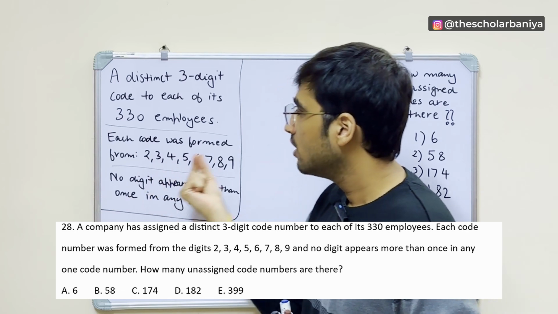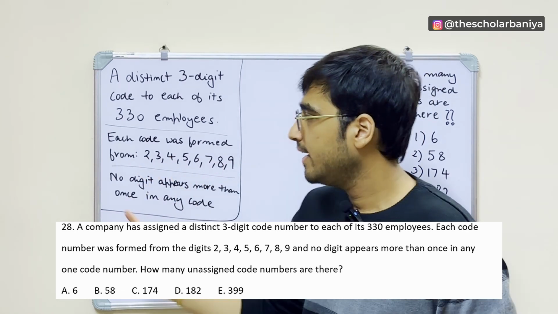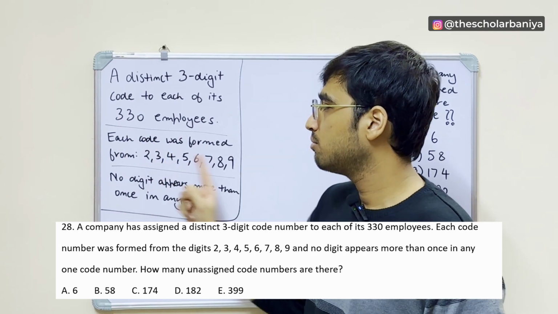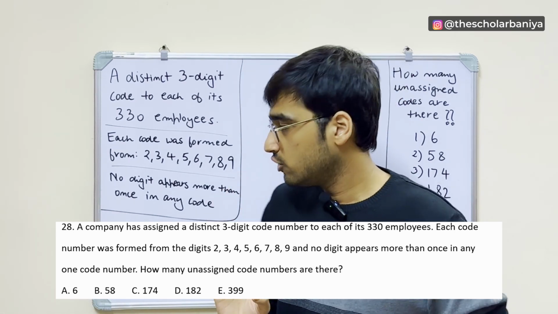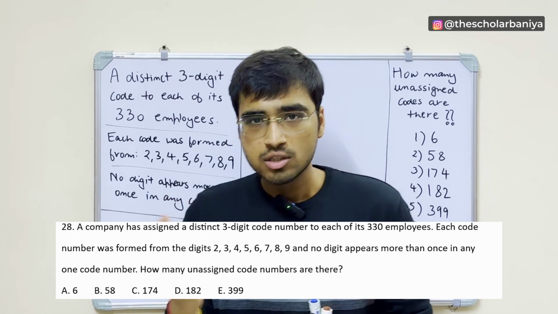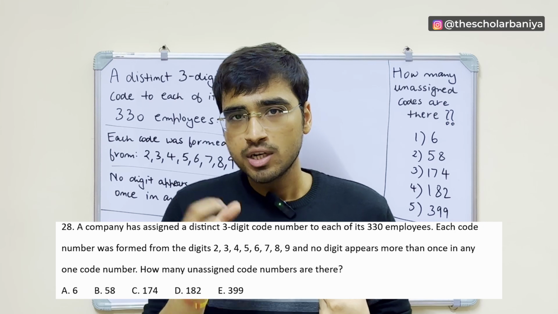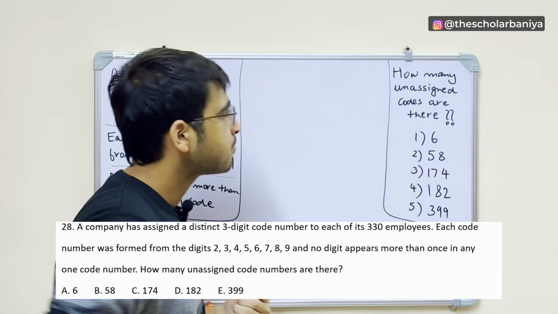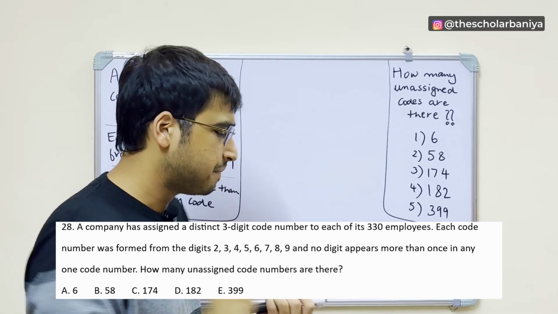And each code was formed from the digits 2, 3, 4, 5, 6, 7, 8, 9. There is also one more condition: no digit appears more than once in any given code. For example, if I am an employee, I have one code, and in that code no digit should be repeated. So we have to tell how many unassigned codes there are.